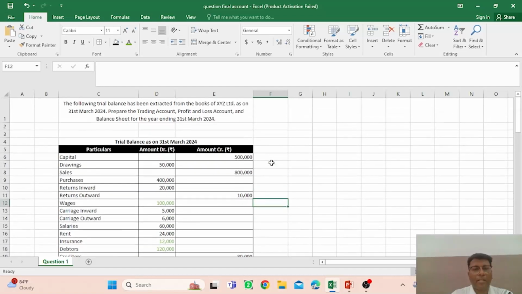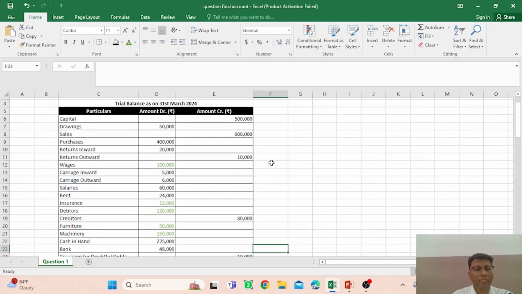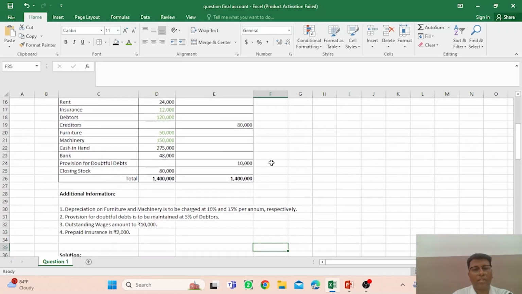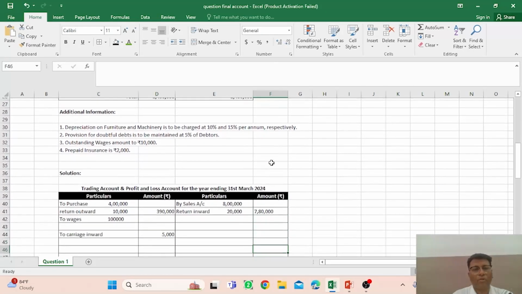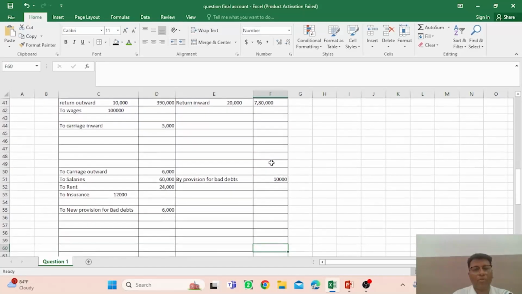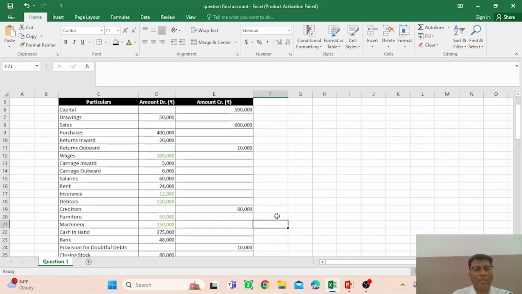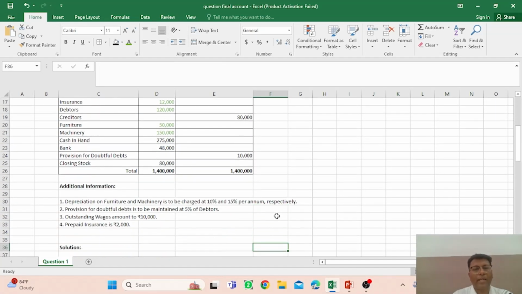I think you have developed the understanding of solving it. Okay, provision for doubtful debts and closing stock. As I told you, closing stock is given on the debit side, so it would not be shown in the trading account. It would be shown in the balance sheet, right? Closing stock 80,000. So you have filled all the items from the trial balance to your final accounts, and now it is time to adjust the additional information.